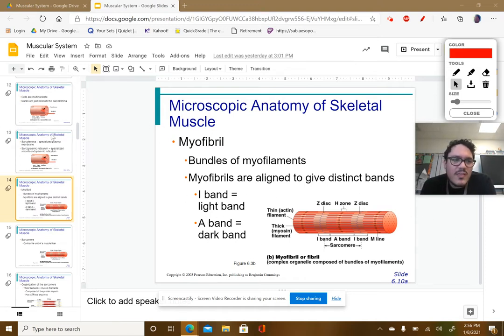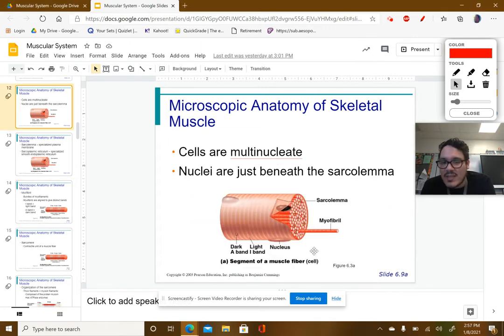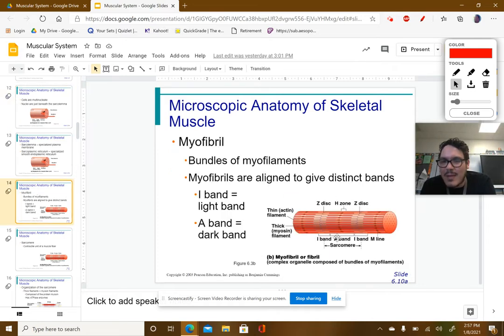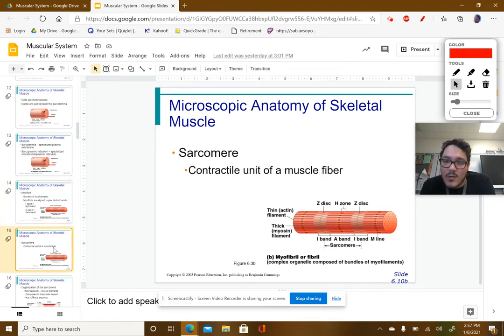So we were previously looking at the microscopic things, especially like the muscle cell itself, what we see here, or a muscle fiber as we call it. Then we zoomed in and looked at the myofibril. Now we get to zoom in a little bit further and look at the sarcomere.